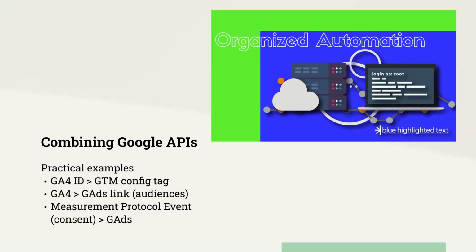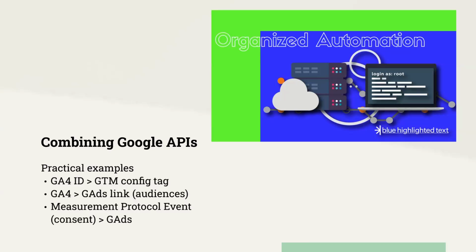So some examples of combining Google APIs: GA4 ID, and then copy pasting that into the GTM configuration tag. I'm going to beat that dead horse to death, because I've done it so many times manually that it would be a huge win just to knock that out quickly and not have to worry about it.